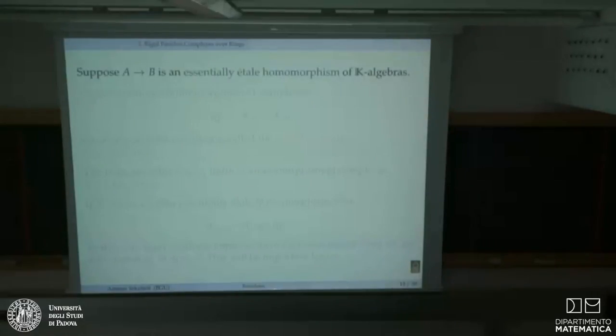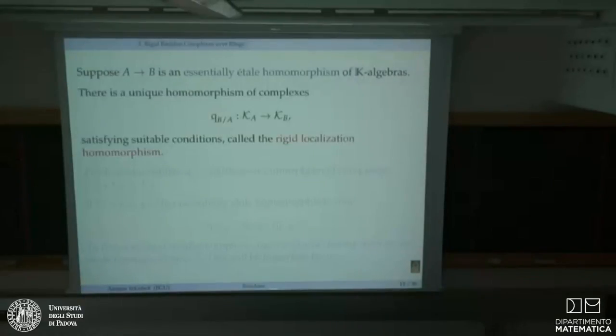The first one is what happens if you have an étale or essentially étale homomorphism. It turns out that these rigid residue complexes are as functorial as differential forms or differential operators or derivations with respect to étale homomorphisms. What it looks like is the following. A to B being essentially étale means you also localize, so it's not necessarily finitely generated. It's a little bit more general than étale. For example, passing from a ring to a local ring is also essentially étale. In this situation, there is a covariant homomorphism from the rigid residue complex of A to that of B, which is unique if you write down the suitable rigidity equation.